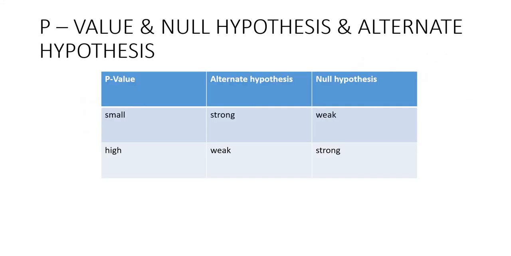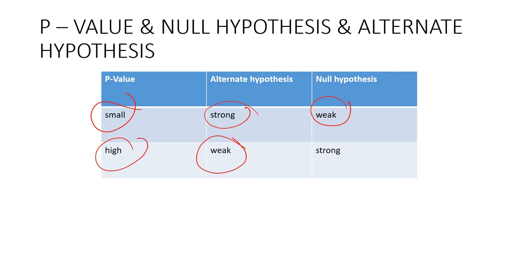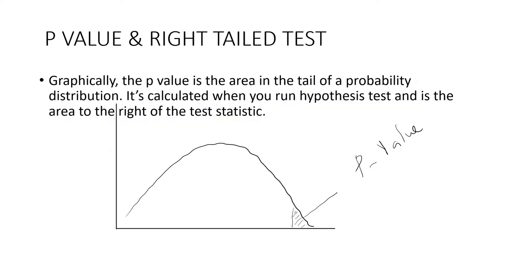This is a very nice table. You can understand everything related to p-value. If the p-value is small, the alternate hypothesis is strong and the null hypothesis is weak. If the p-value is high, the alternate hypothesis is weak and the null hypothesis is strong. From this table, you can understand everything.